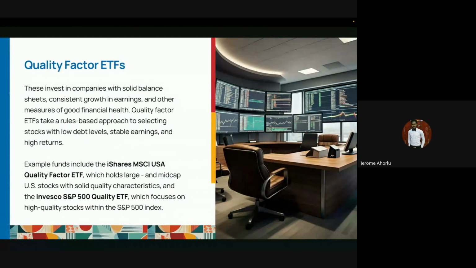Yes, please. Maybe I came in late, but for somebody who wants to start right now, what platforms can we use? If you have access to international stocks, use Interactive Brokers. There's an app called Interactive Brokers. I'll share the link after this as well.